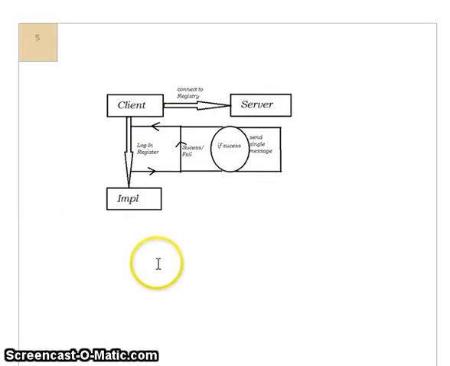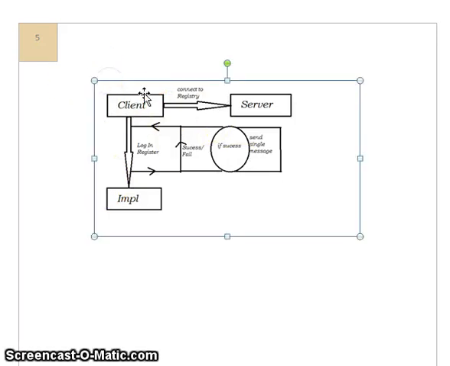This is an example of our sequence diagram. So our client here connects to the server once it's run. The implementation then, the client has to go to the implementation, so log in or register. It'll either be a success or fail. If it's success, it'll send a single message.